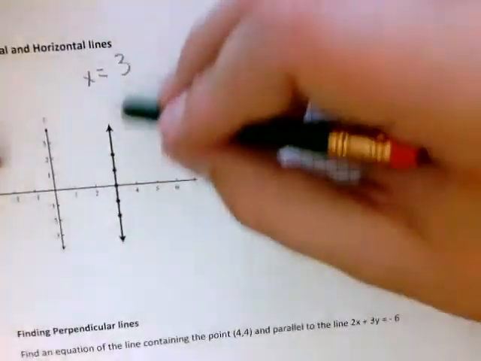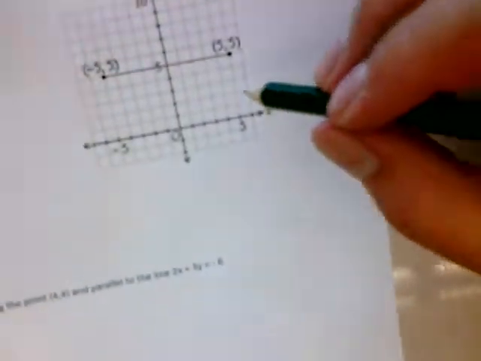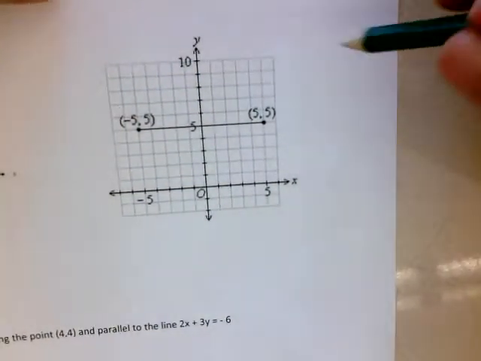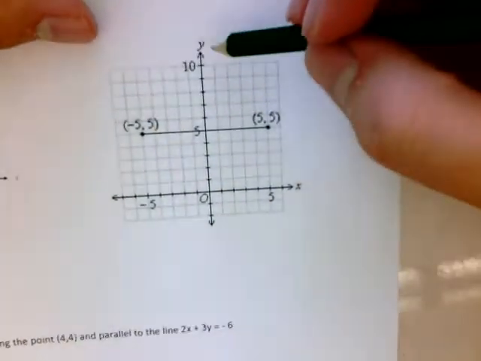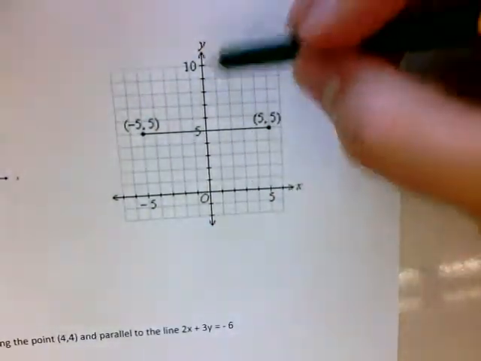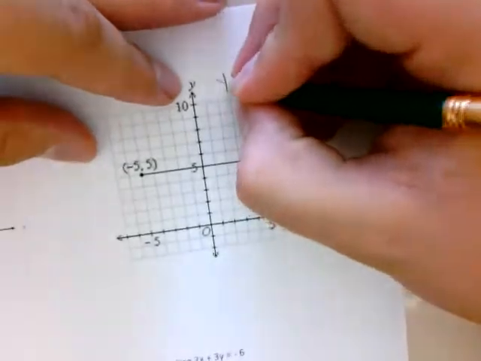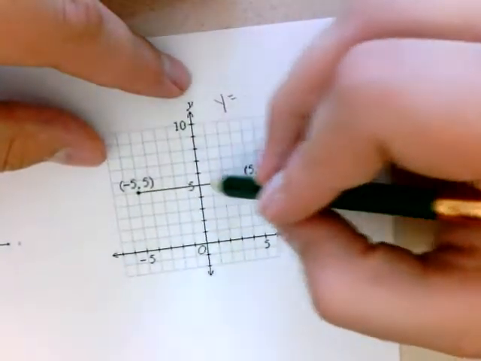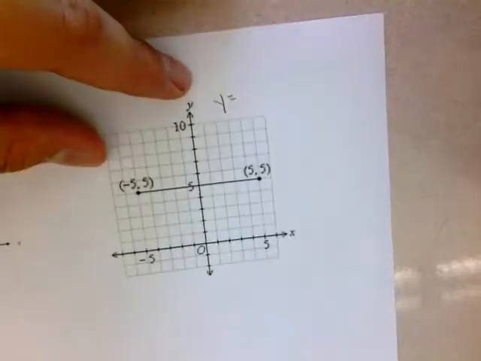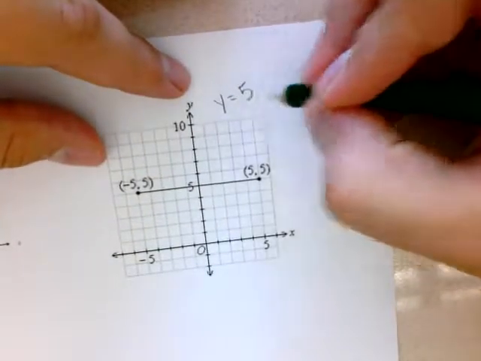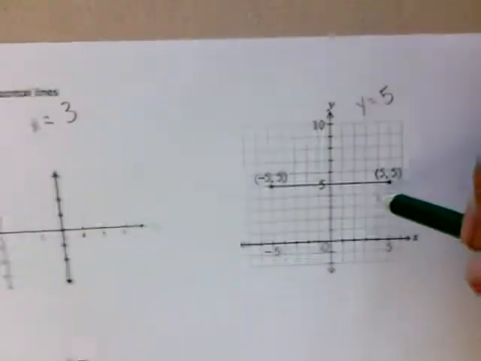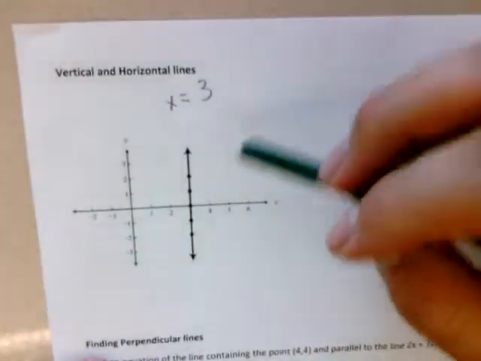So when you have a straight up and down vertical line, or a horizontal line which goes left and right, you're going to do the same thing. To figure out, okay, what does this cross? Does it cross the x or the y? Well, it crosses the y, so it's going to be y equals. Where is it crossing the y? It crosses the y on the 5, so it's y equals 5. That's how you tell the difference between a horizontal, which is this one, and a vertical, which is this one.